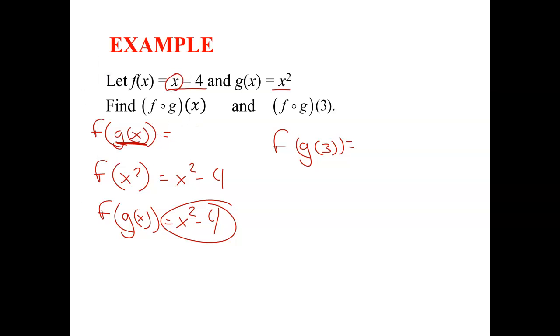F of g of 3, we're going to replace this x squared minus 4 with 3 squared minus 4. Which gives me what? Plugging in that x with the number that's given and solve.